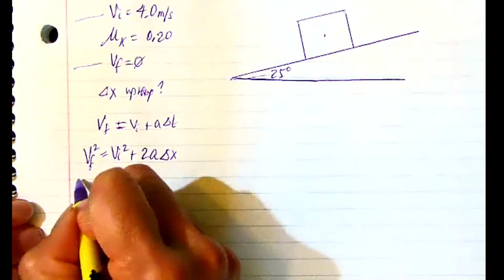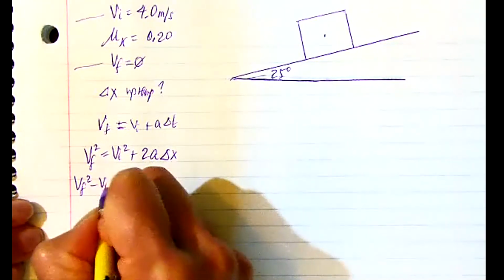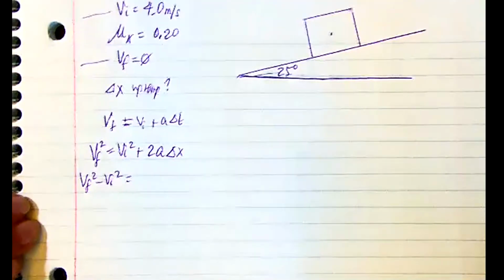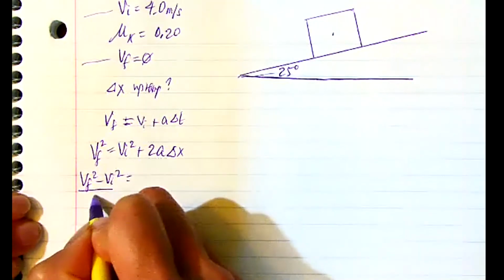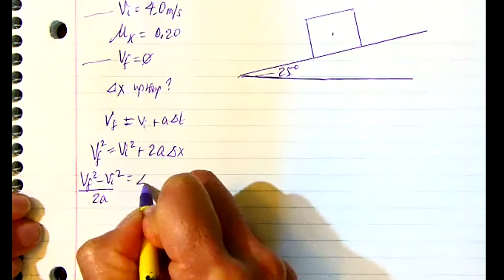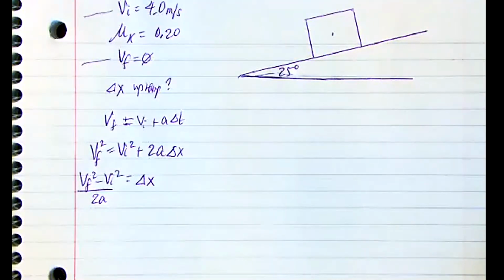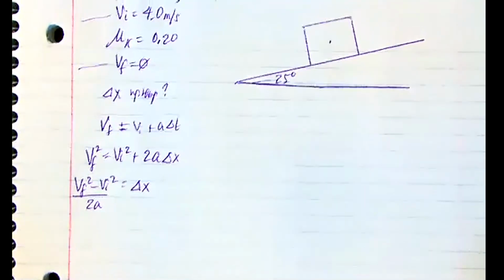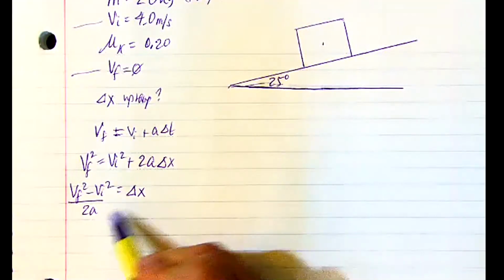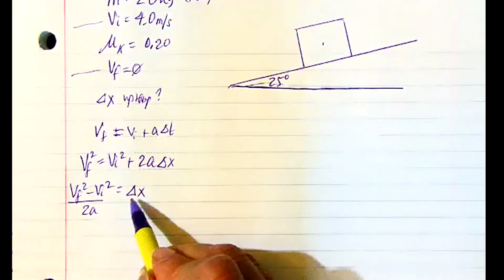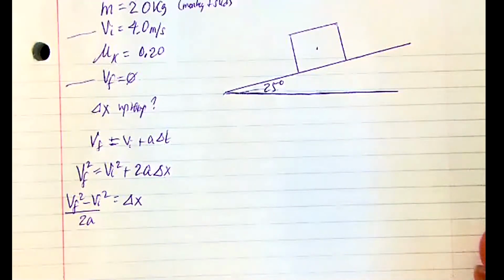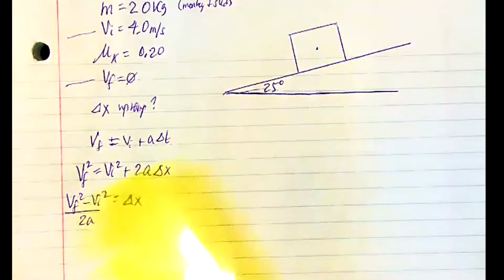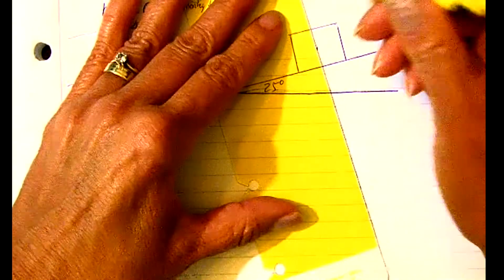Let's see, I'm going to subtract V initial squared from both sides, and I end up with 2a delta x. So if I divide both sides by 2a, then that'll give me my distance. So I need to figure out what the acceleration is. And once I know what the acceleration is, then I can plug it in here and figure out how far it went up. Okay, but of course we need to finish all our vectors here. So let's do that.